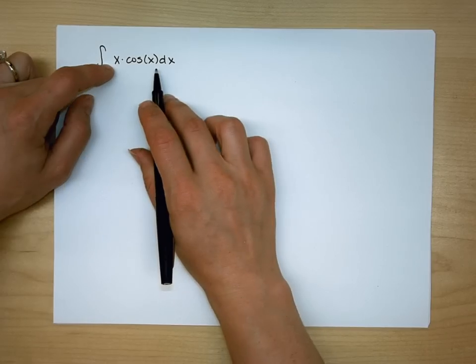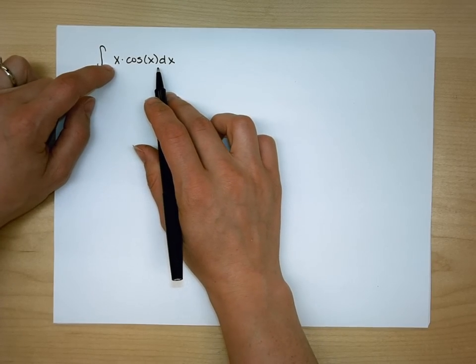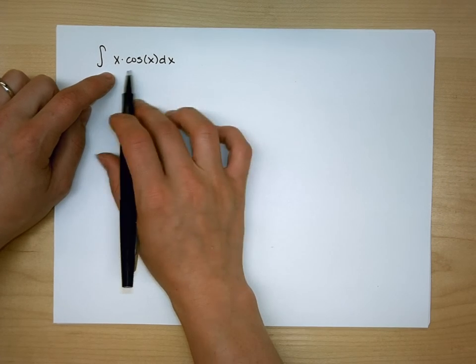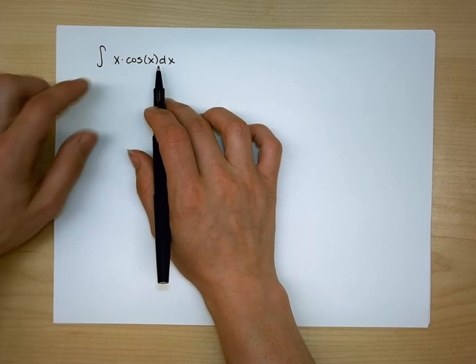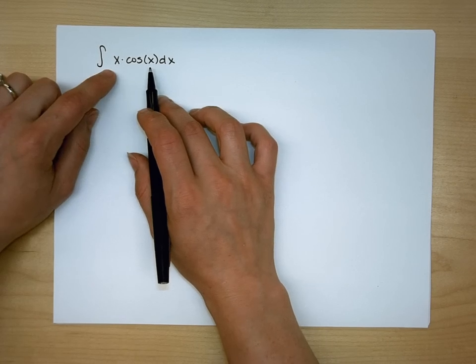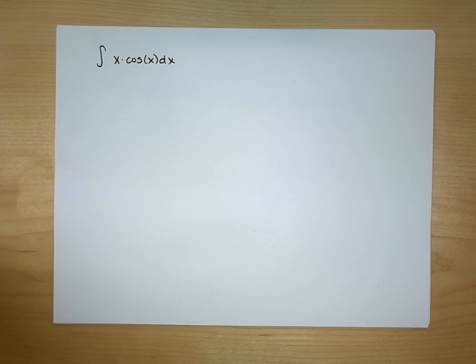One of the techniques that we've learned so far is u substitution, and remember that was the undoing of the chain rule. Here I don't really see the chain rule at work. I should see an inside function and its derivative, and I don't really see that. So it's not really going to work for us.